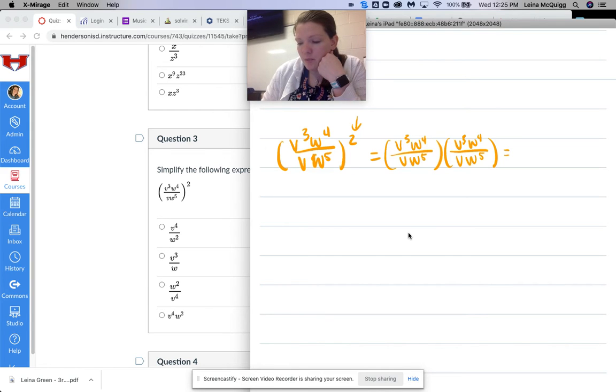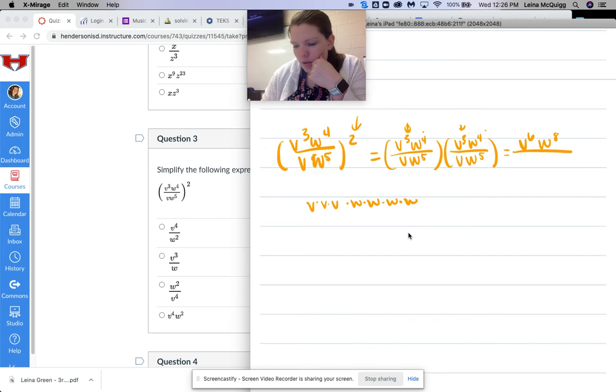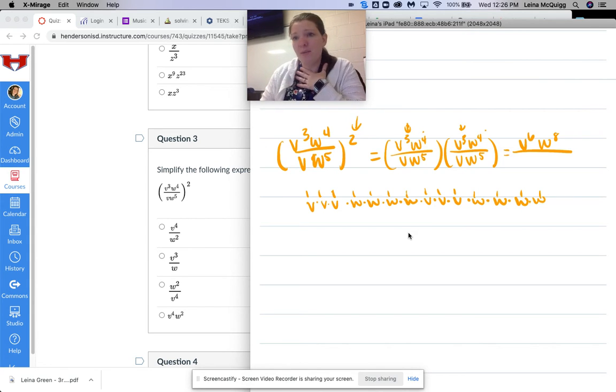When we multiply fractions, that means we're adding up the exponents. So this is going to be v to the power of 6. I would do 3. I have 3 of them here plus 3 of them here. W to the power of 8. I have 4 and 4. If I were to expand that out, I have v times v times v times w times w times w times w times v times v times v times w times w times w times w, right? So there's 1, 2, 3, 4, 5, 6 v's. That's where I get the 6. 1, 2, 3, 4, 5, 6, 7, 8. Excuse me, w's. That's where I got the 8.